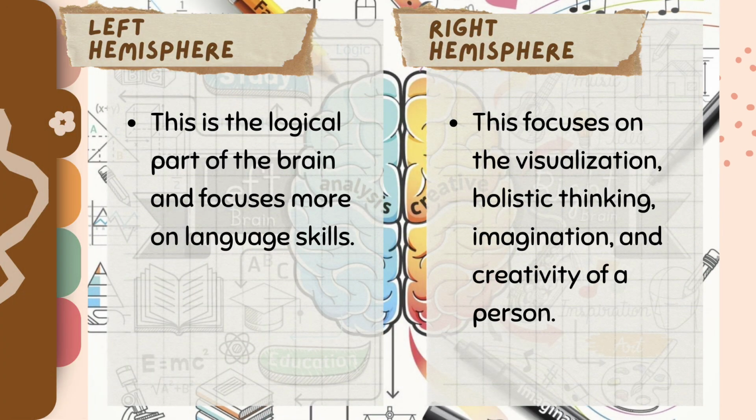Now, this would be just a bit of review about brain lateralization, or the functions of the left and right hemispheres of the brain. The left hemisphere is responsible for speech, comprehension, arithmetic, and writing, because this is the logical part of the brain and focuses more on language skills. While the right hemisphere is responsible for creativity, spatial ability, artistry, and musical skills, because this focuses on visualization, holistic thinking, imagination, and creativity of a person.